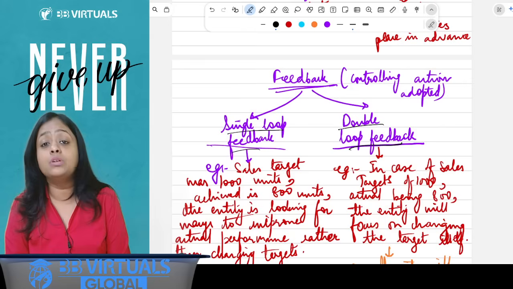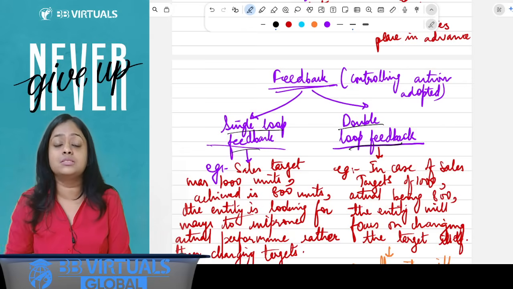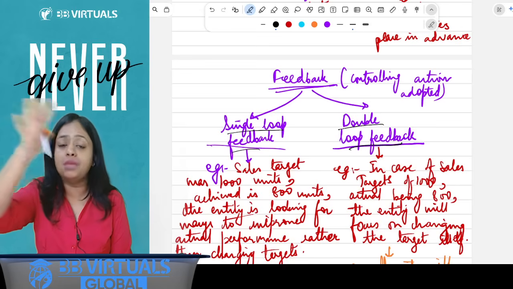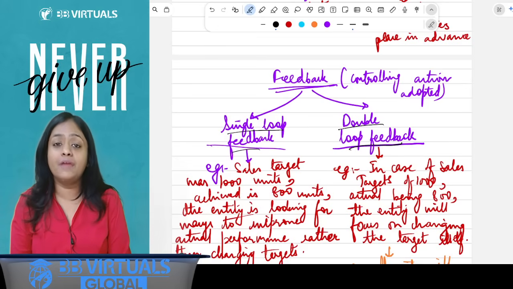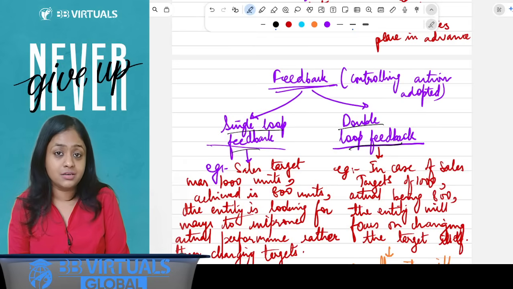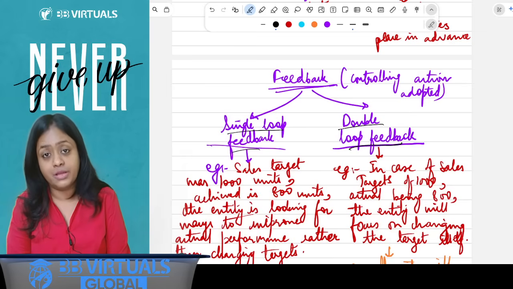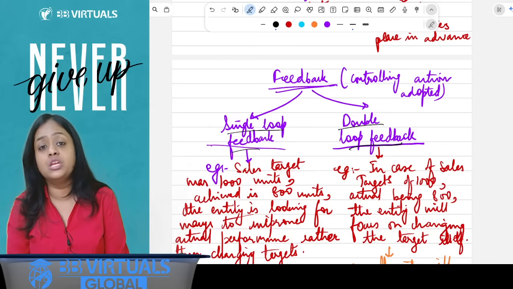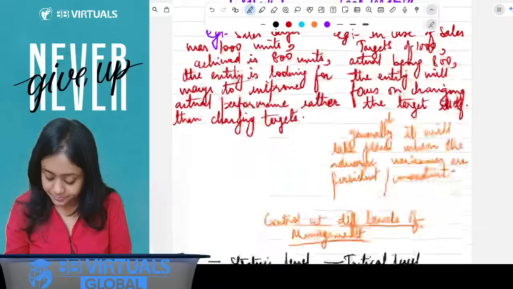But when we come to double loop feedback, again we have variances, and the entity thinks that the variances have been consistently negative or adverse. That makes the entity think that maybe the standards were set too high. We have four types of standards: basic, attainable, ideal, and current. Maybe the standards set were ideal and not attainable ones, due to which the variances are too high. Then the management needs to reassess the standards and probably update them.